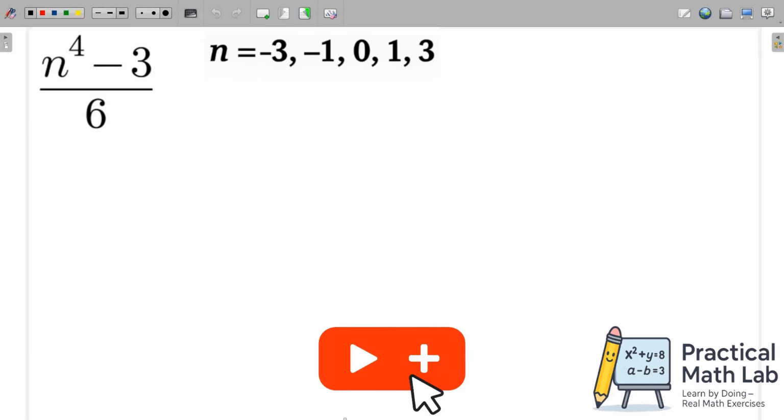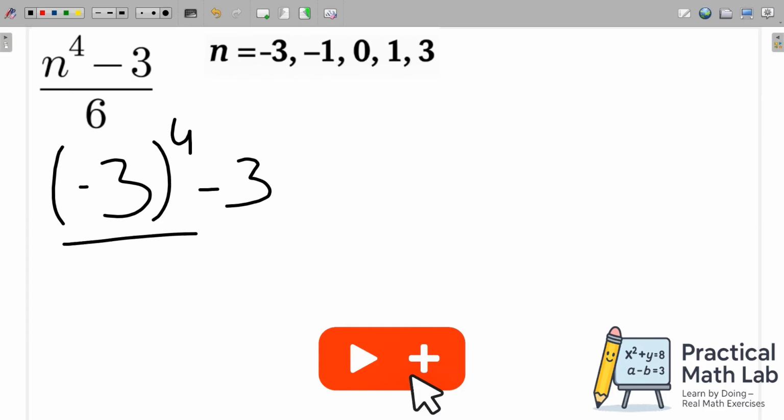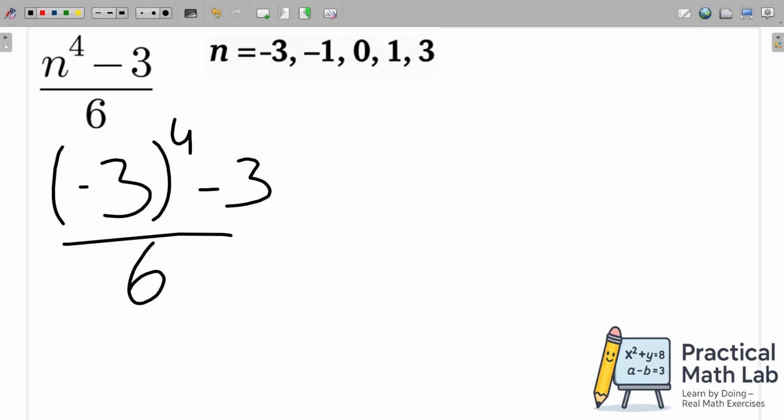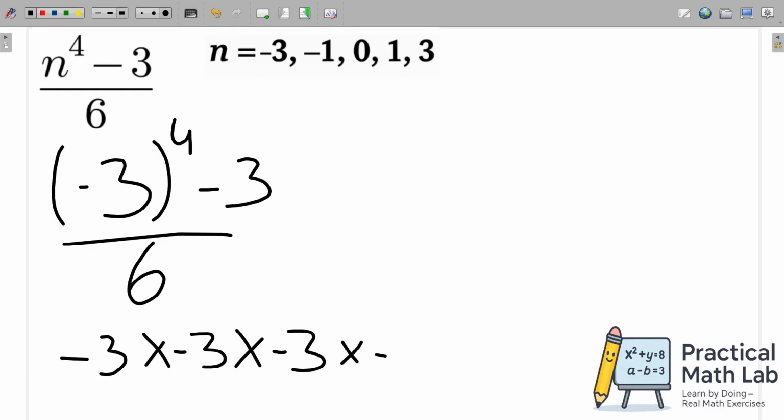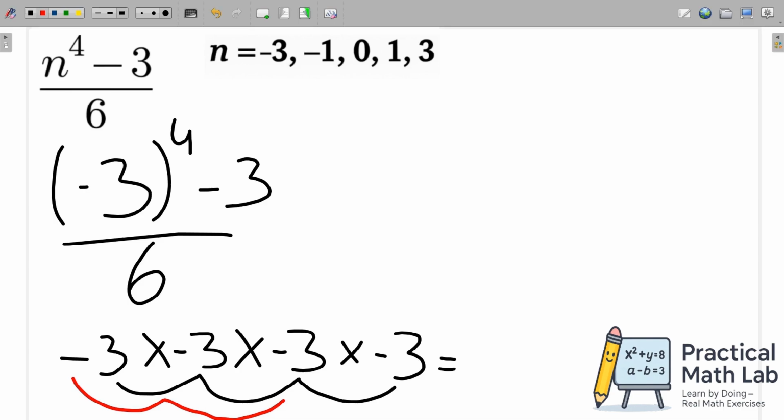What will be the smallest value of n? Let's first substitute with -3. (-3)^4 - 3/6. (-3) to the fourth power is -3 times -3 times -3 times -3. 3 times 3, 9. 3 times 9, 27. 3 times 27, 81. The minus here, minus times minus is plus, plus times minus is minus, minus times minus is plus.